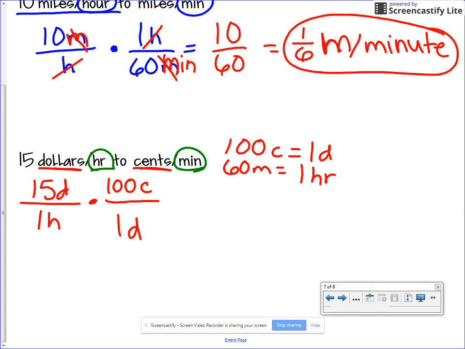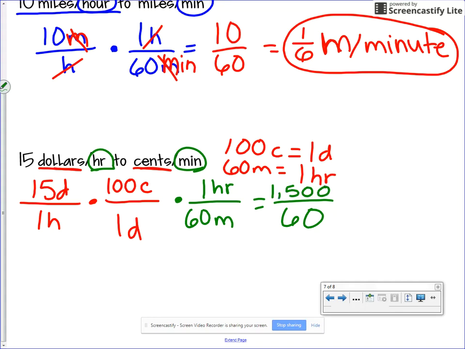Now let's move on to our green, our timeline, our hours per minute. We want hours to go away, so hours is now going to be on the top because it was on the bottom before. We have 1 hour on top, and then we have 60 minutes on the bottom. Then we can just multiply it straight across, and when we do that, we're going to end up with 1,500 divided by 60. Let's look back at our units.